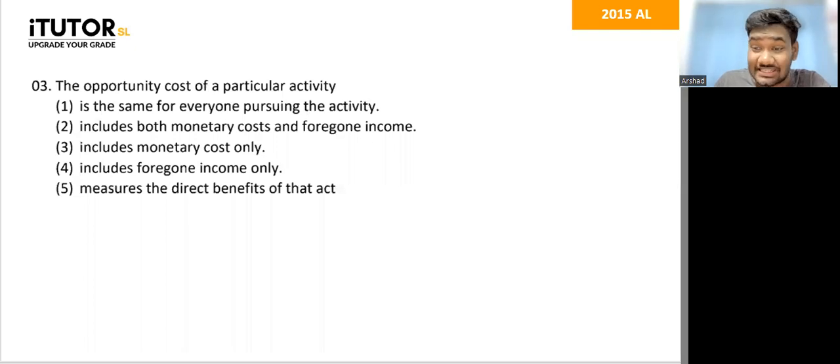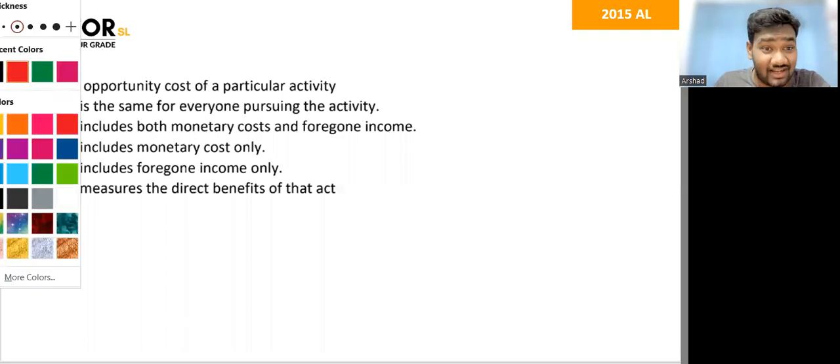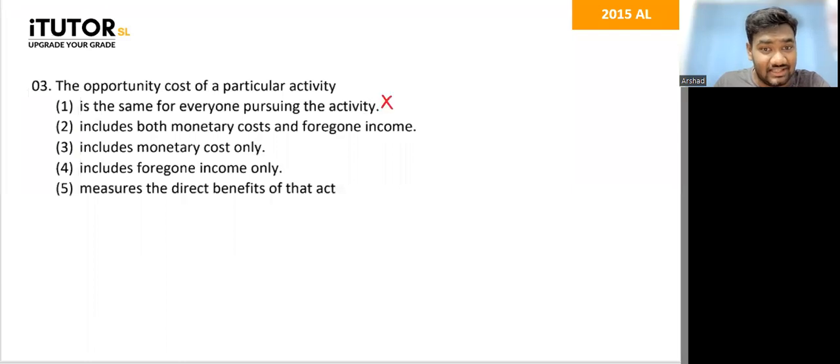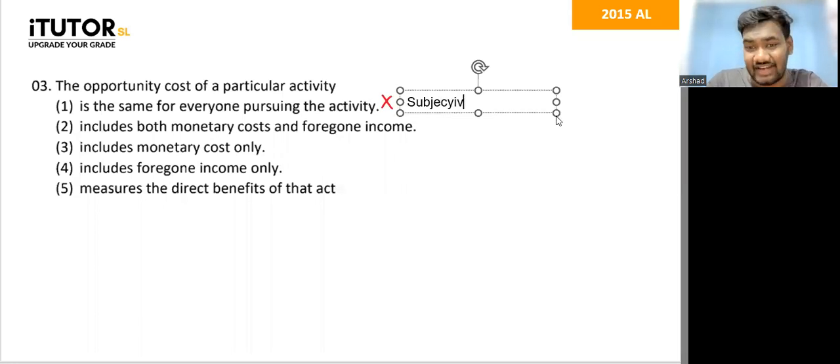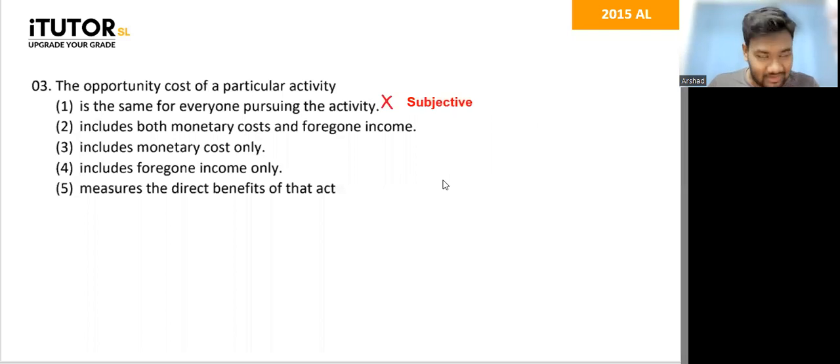So opportunity cost is not the same means what can we say, guys? Opportunity cost is what? What's the word? Opportunity cost is not the same means opportunity cost is subjective, right? Subjective means what, guys? Subjective means it differs from person to person, right? Then includes both monetary cost and foregone income. Third one says includes only monetary cost. Fourth one says includes only foregone income. Fifth one says measures the direct benefits. What do you think, guys?